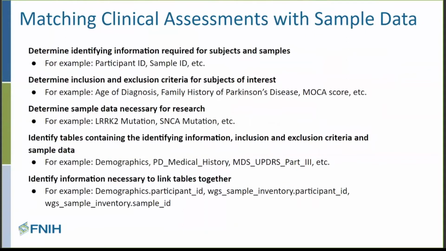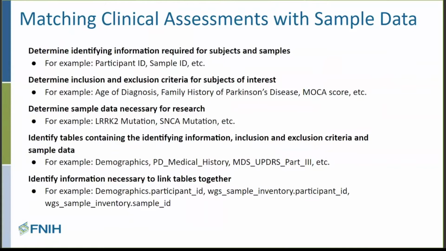Once you've figured out what it is that you're trying to look for, we've created a step-by-step process that you would go through for identifying particular subjects and creating a query to download that data. So the first thing you would want to do is determine the identifying information required for the subjects and samples. What information do you need? Do you need the sample ID, the participant ID? Are you looking for GUID information?